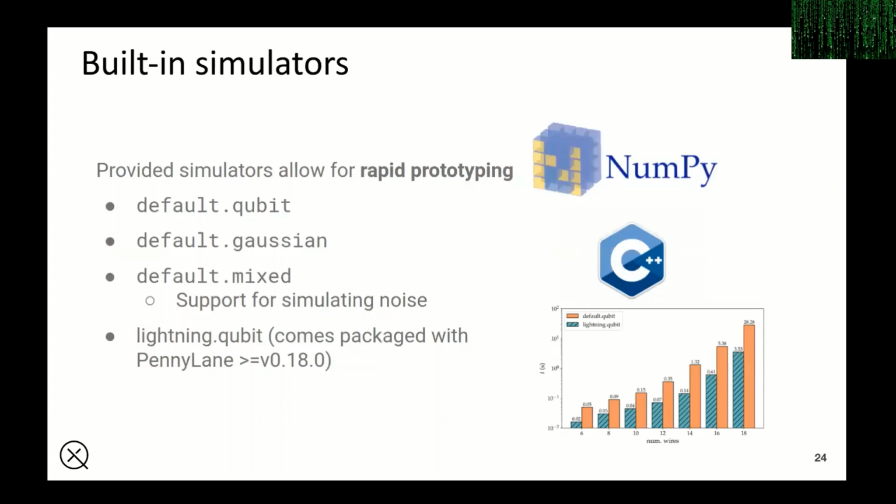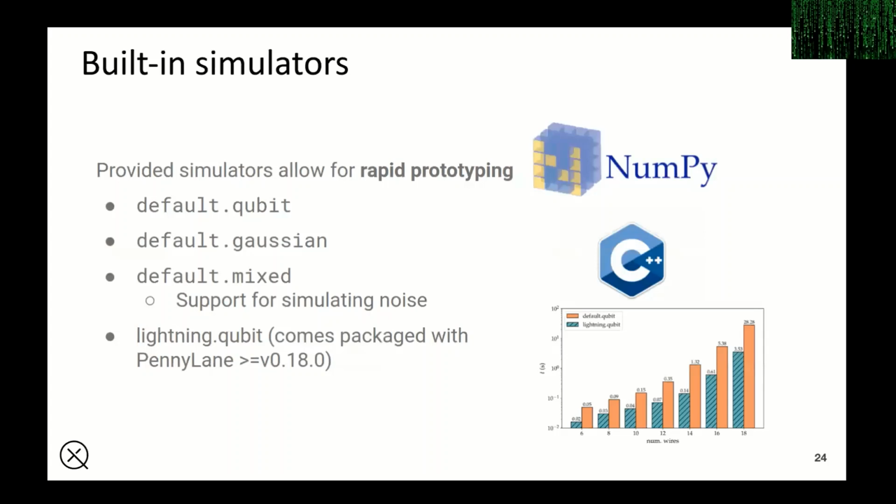If you would like to simulate qubit-based systems and also add noise to your simulations, what you can do is use the default.mixed simulator. This is a great way of simulating hardware and trying to get closer and closer to the real hardware simulations that we have in place.